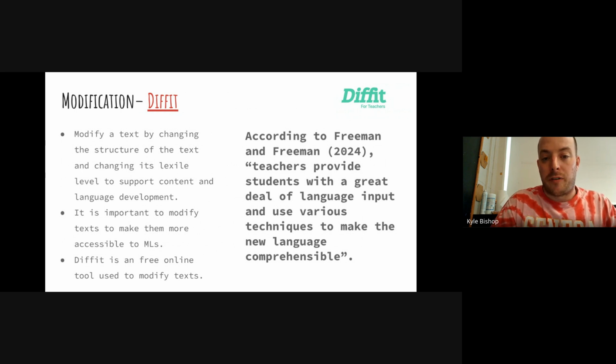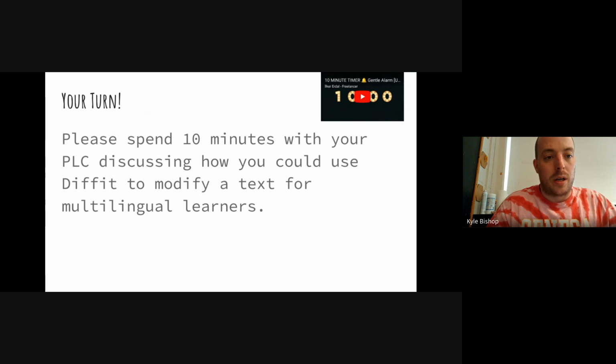And, according to Freeman and Freeman, teachers provide students with a great deal of language input and use various techniques to make the new language comprehensible. And Diffit is a great tool, a great technique to help modify a text. And I have the link in there to Diffit, where teachers could, again, work in their PLC.